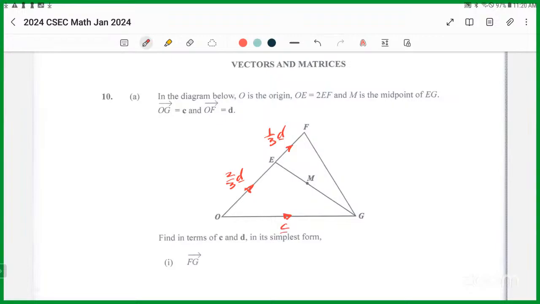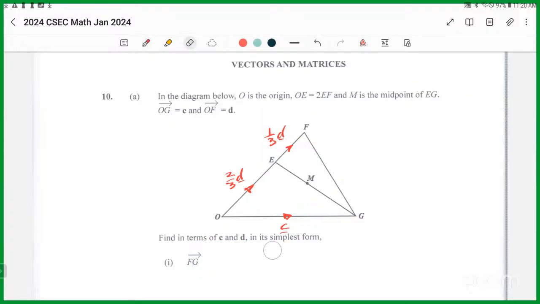Alright? I don't yet know this vector. Remember, the vector is like a road. I don't know it yet. We might need to find it. Now, let's continue. The question says, find in terms of the small c and the small d, in simplest form, the vector FG first.